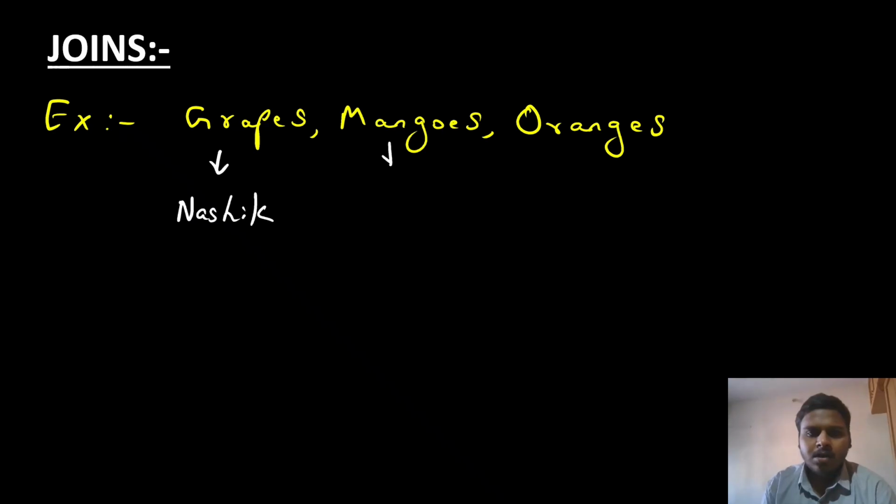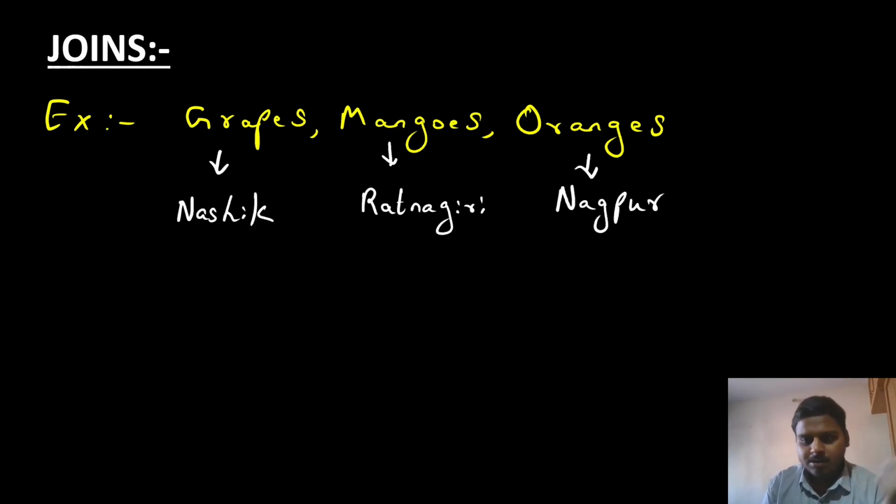Mango, let's say the most popular we have heard is Ratnagiri Hapus. These are places in Maharashtra. Oranges, Nagpur. These are the popular places where you can get the best quality. Nashik is famous for grapes, Nagpur is famous for oranges, Ratnagiri for mangoes. Now you want to buy these things.